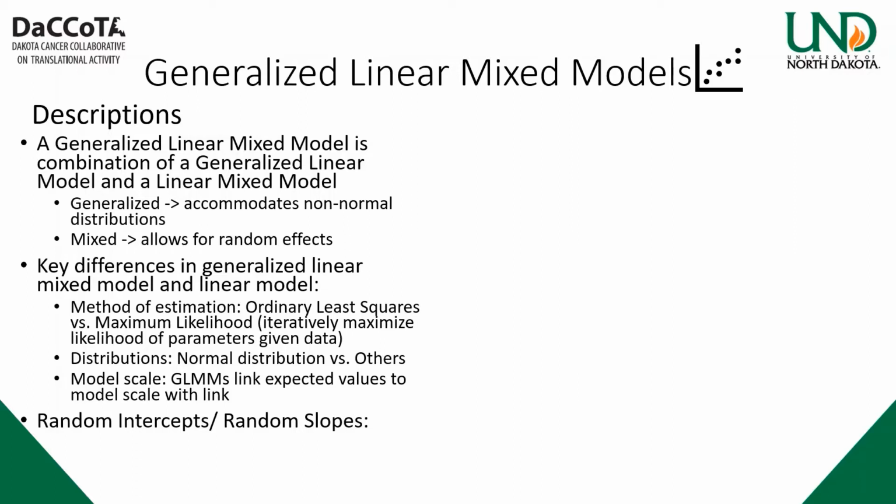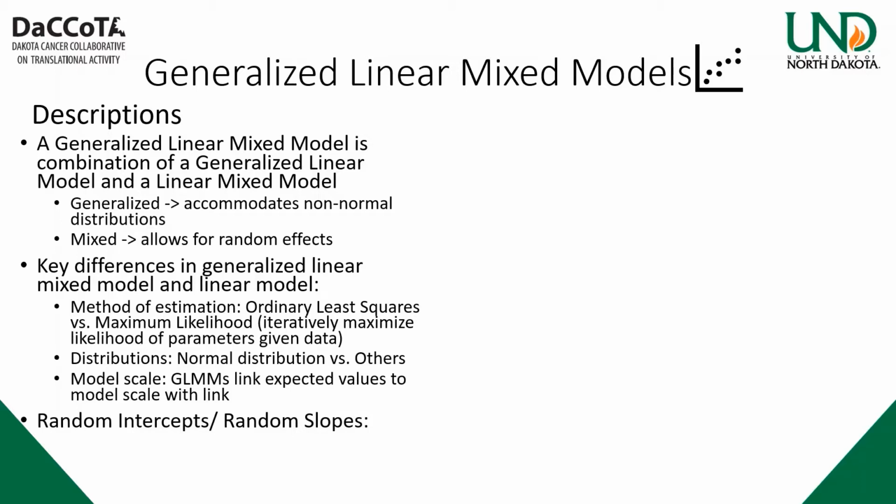There are some really key differences I want to parse out between a GLMM and a linear model. First of all is the method of estimation. For a linear model, we talked about ordinary least squares. However, for a generalized linear mixed model, typically you would use maximum likelihood, which essentially iteratively maximizes the likelihood of parameters given data.